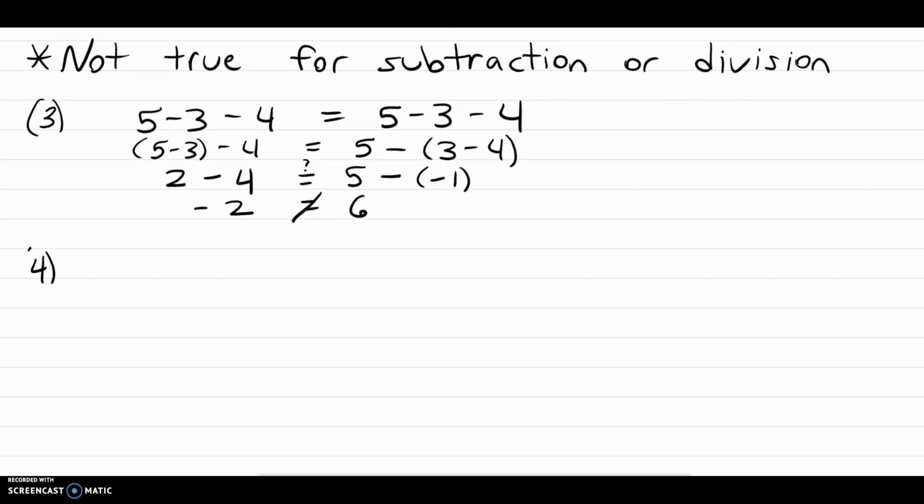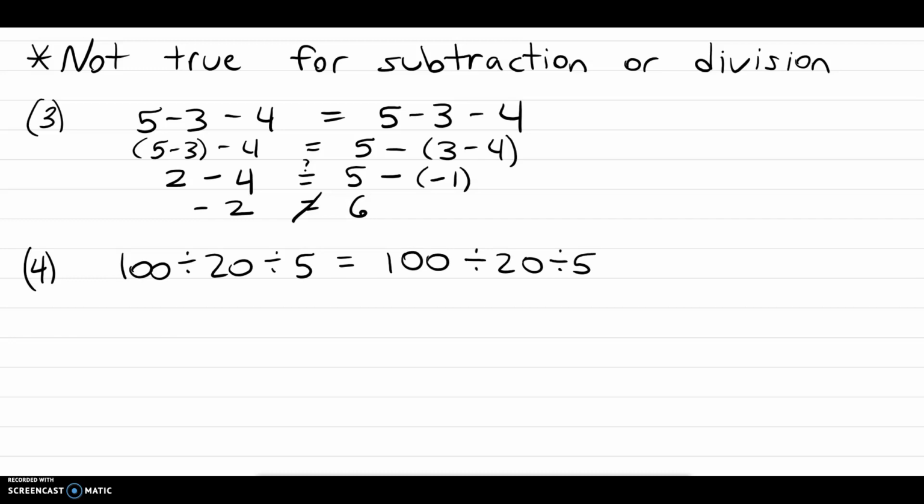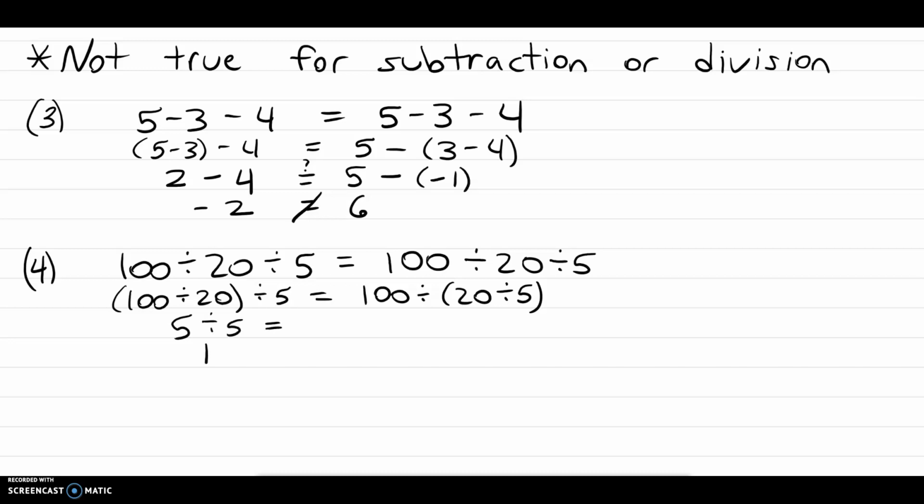Same idea with division. Let's say I have 100 divided by 20 divided by 5. If I try grouping that differently, will I get the same answer on each side? So let's say I group the first two numbers on the left-hand side and the back two numbers on the right-hand side. 100 divided by 20 is 5. 5 divided by 5 is going to give me 1.